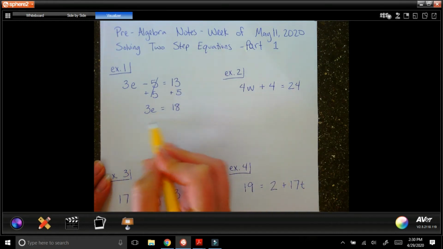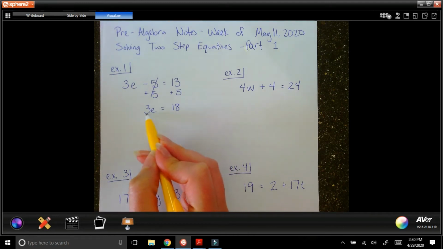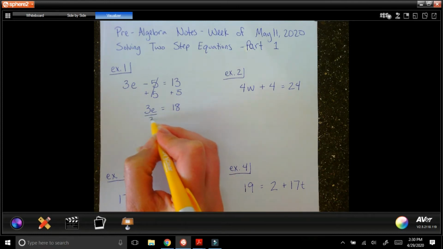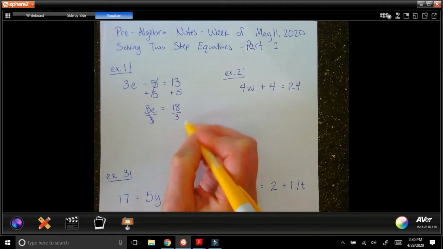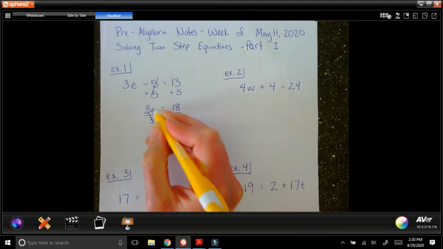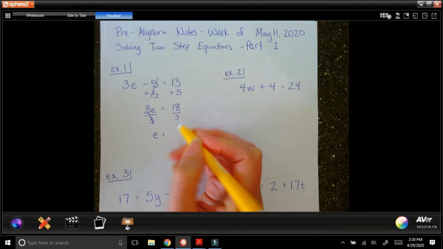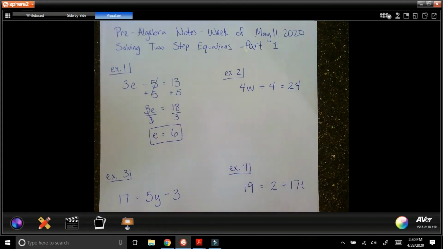And then now you get to the end here where you have a one-step equation. So because this is 3 times a number, to get rid of that, you're going to divide each side by 3. So then you can always use your calculator for these. I just want to make sure you're showing your work. 1e, or you can just write e, equals 18 divided by 3, which is 6. That is your answer, and you can write that down and you're done.